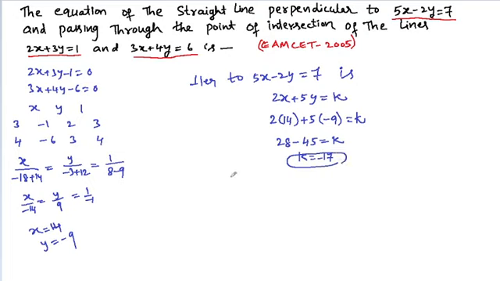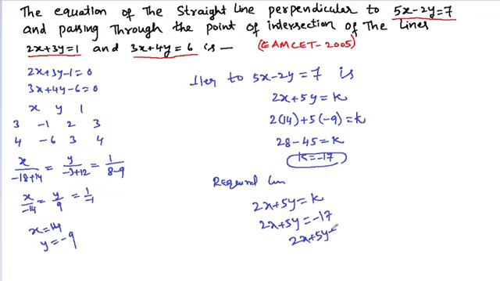Therefore the required line is 2x plus 5y is equal to k. So 2x plus 5y is equal to minus 17. That is 2x plus 5y plus 17 is equal to 0. That is the answer.